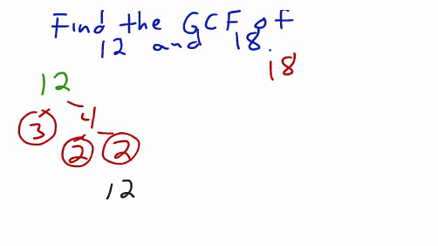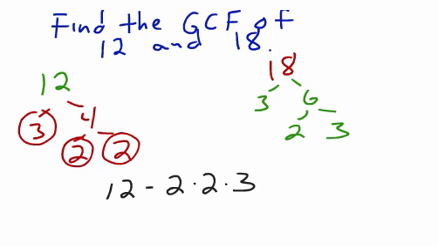So the prime factorization of 12 is 2 times 2 times 3. You should always multiply those together to make sure they give you your number. 2 times 2 is 4, times 3 is 12. Okay, the prime factor tree for 18. 3 times 6 is 18. 2 times 3 is 6.